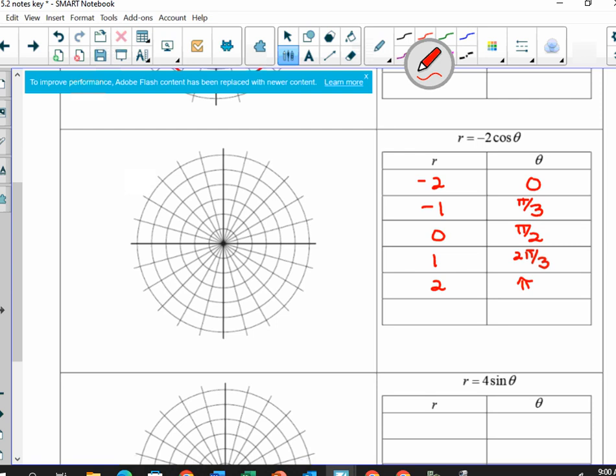Wait, is it a rose? What is this? Well, technically it's a single petal rose. It is not. It's one petal. But we call it something else. But it is technically a one-petaled rose. It's a circle.